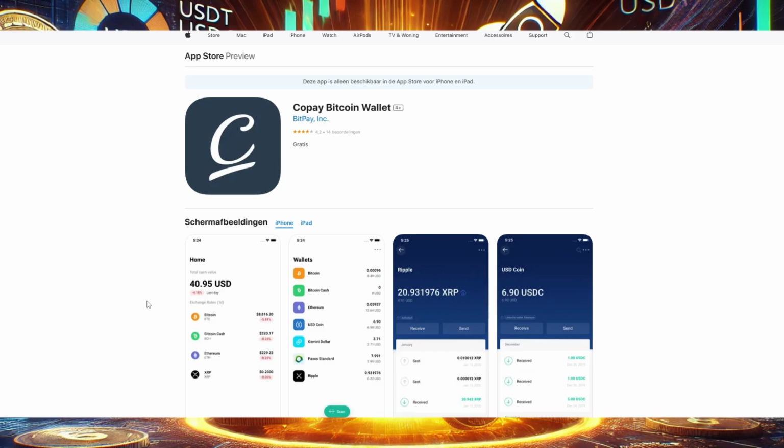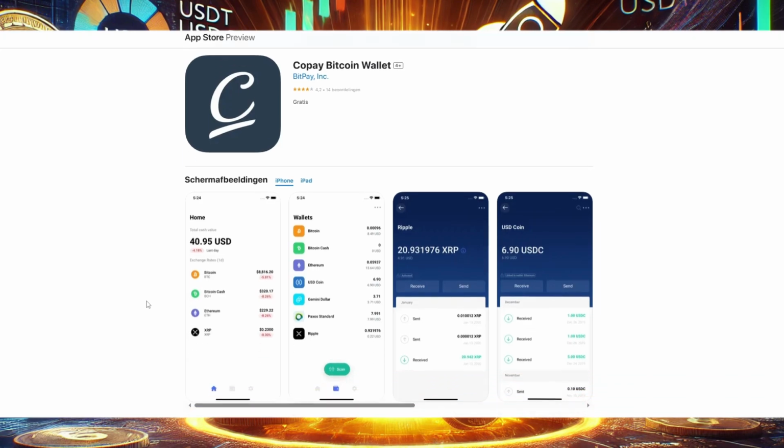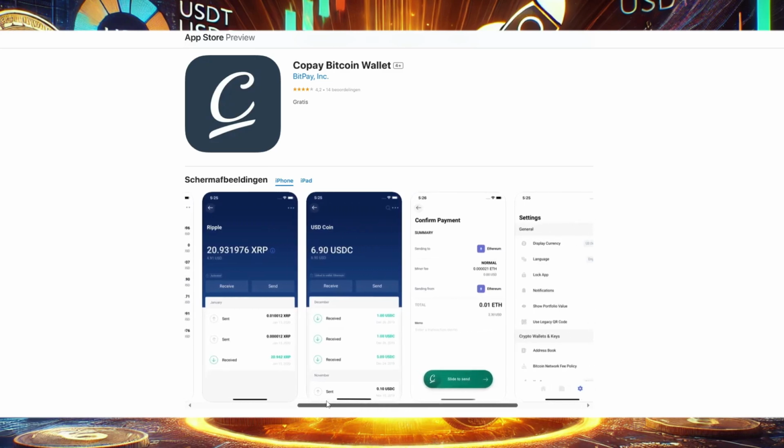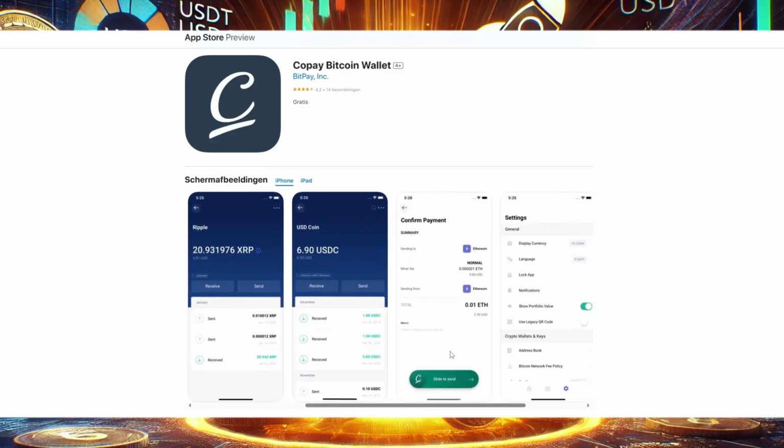Overall, Copay is an excellent wallet for individuals and businesses seeking a secure, user-friendly, and versatile crypto wallet. Its multi-signature feature, local storage of private keys, and broad cryptocurrency support make it stand out in the crowded wallet market. While it may lack some advanced security features like 2FA, its integration with BitPay and its ease of use compensate for this, making it a solid choice for managing your crypto assets.